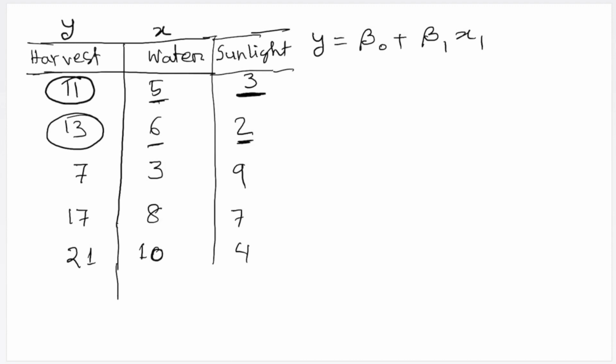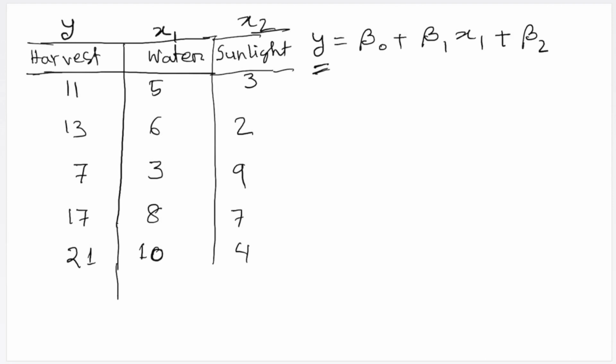In that case, we extend our equation for our dependent variable in such a way that we include even the second variable. So let's call the water amount x1 and sunlight x2. In that case, y is equal to β0 + β1x1 + β2x2.